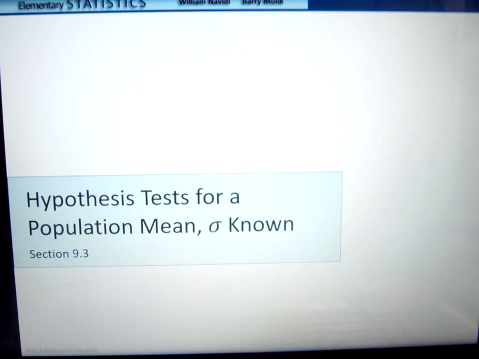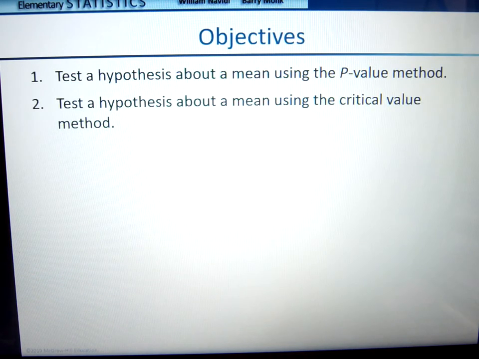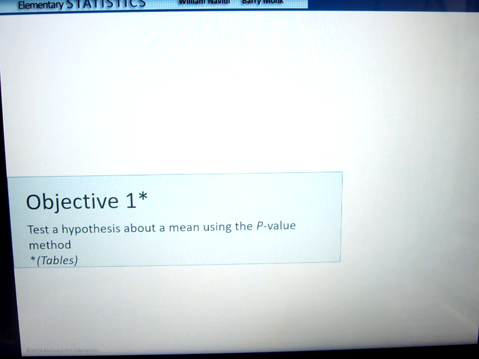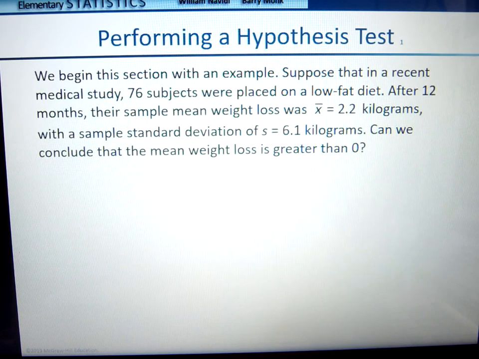Okay, here we are, section 9.3, hypothesis test for population mean having the standard deviation known. Test hypotheses about a mean using a p-value method and a critical value method, and we're going to take a look at using the p-value method. We'll begin the section with an example.